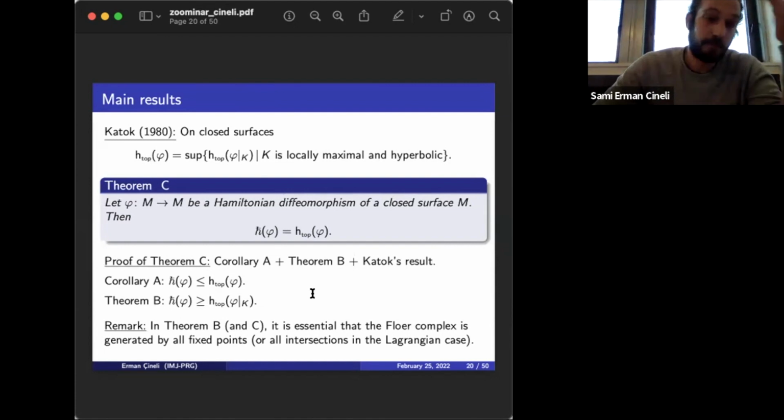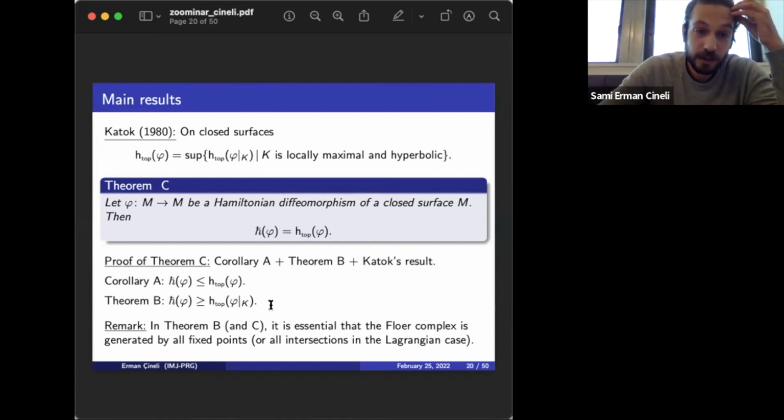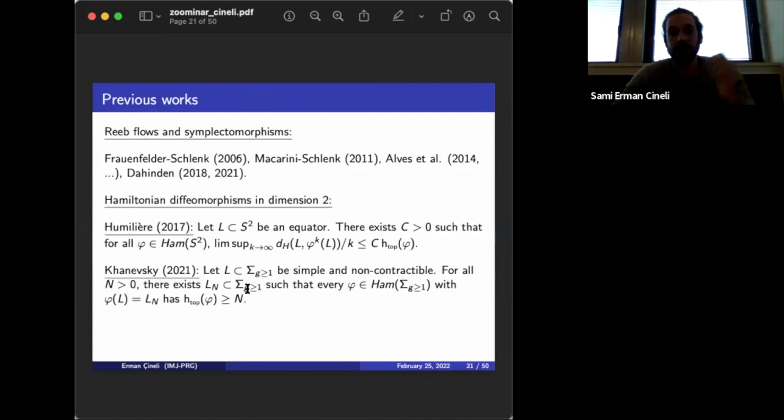And here is a remark. In theorem B, and also as a result in C, it is essential that the Floer complex is generated by all fixed points, or all intersections in the Lagrangian case. This is because in theorem B, the periodic orbits in K don't have to be contractible. So we need to count all of them. All right, these are our main results.